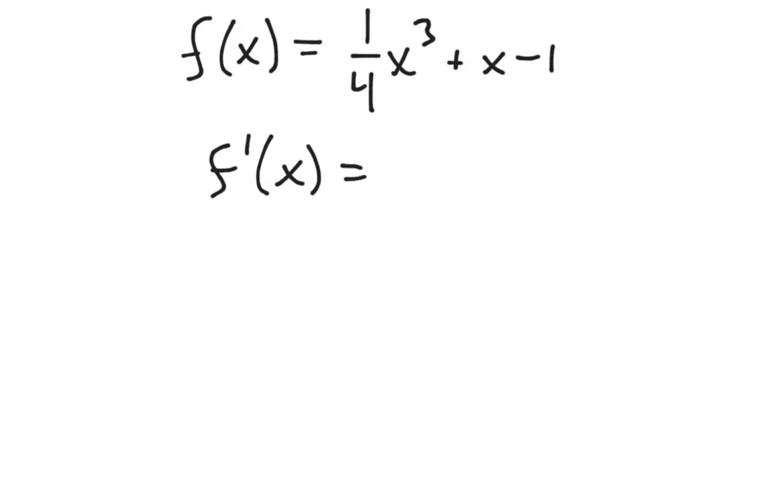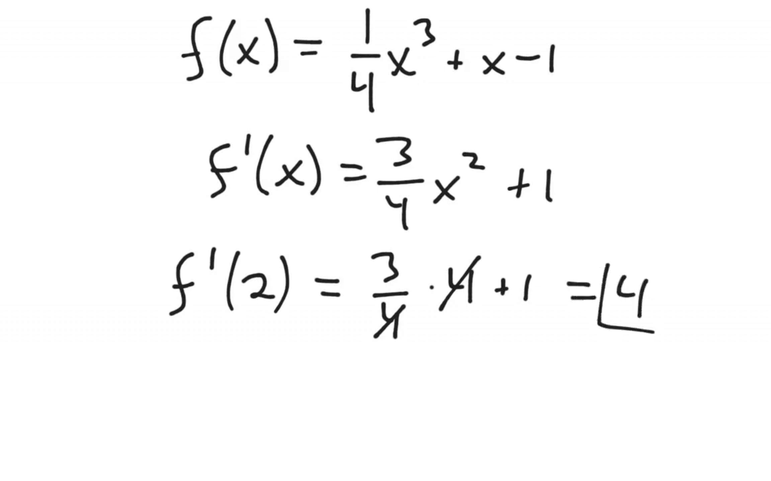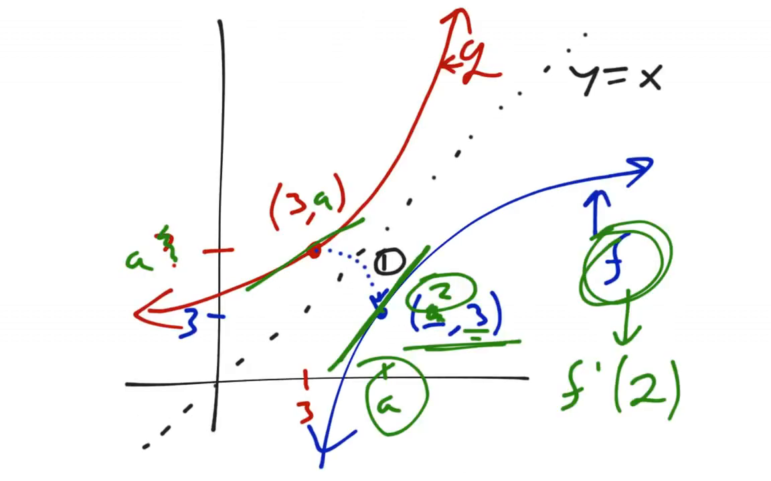So f prime of x equals, bring down the 3, so it's 3/4 x squared plus 1 minus 0. And then we're going to plug in 2, because that was the a value. So we get 3/4 times 2 squared, which is 4, plus 1. These 4's will cancel, so we'll get 3 plus 1, which is 4. Okay? So, back to the context. We'll put the colors back in so it makes sense. So f prime of 2 equals 4. That means that the slope of f at x equals 2 is 4. Back to the picture. Ta-da! There's the picture. That means that this green slope right here is 4.